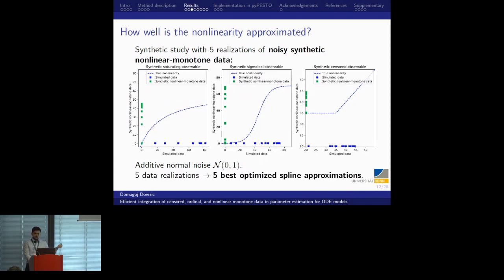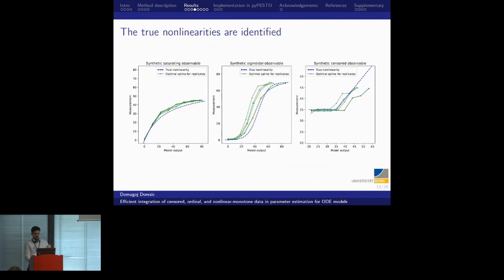And with these 5 data realizations, we ran optimization to get 5 optimal splines for those data realizations. And we're actually pretty satisfied with the results. So the true nonlinearity shapes are definitely identified. The saturating is pretty good. The sigmoidal shape is identified. And third, we see that they all actually find that there is some censoring in the data. So the method wasn't given the information that this data is actually censored. They were just given some numerical values, and the method inferred that the censoring is there.